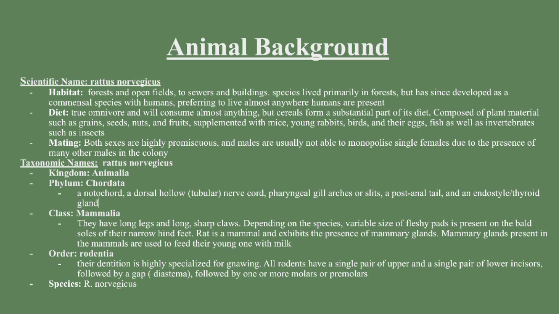Its class is Mammalia. They have long legs and long sharp claws depending on the species. They also have mammary glands, present in mammals, that are used to feed their young with milk, such as rats. Its order is Rodentia. Their dentition is highly specialized. All rodents have a single pair of upper and a single pair of lower incisors.